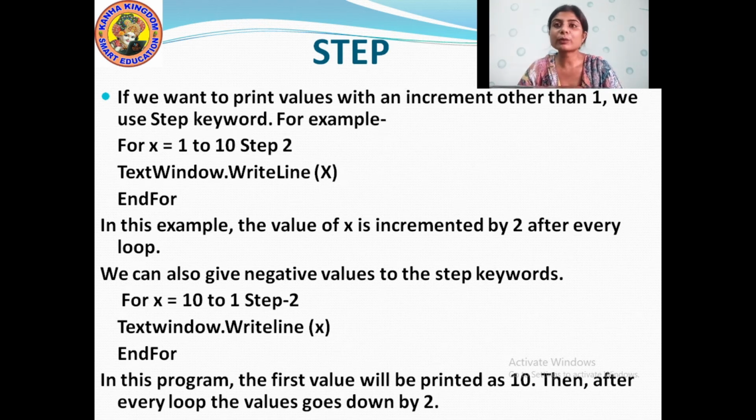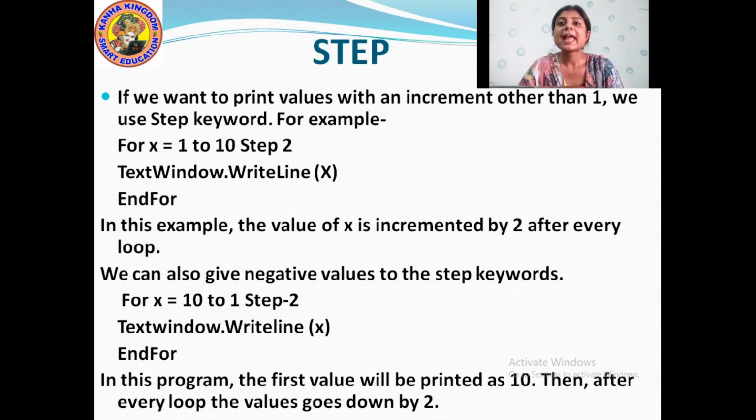Then how will you do it? This is the syntax for writing the step keyword: for X, that means for the variable you are giving X, which is equal to 1 to 10, and the incrementation is step 2. The incrementation you have increased from 1 to 2. Then you will ask the computer to write this program in this way: Text window, full stop, write line X, and then it will end. At the end it will come to EndFor, until it reaches the condition or the statement that you have given.